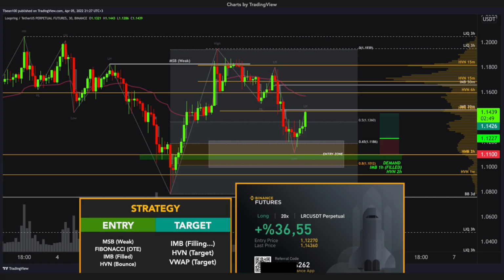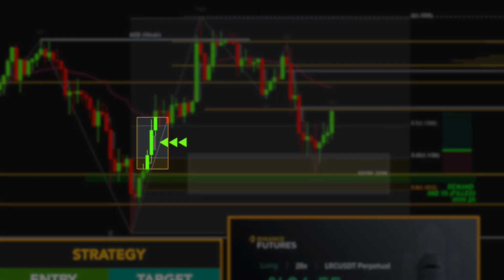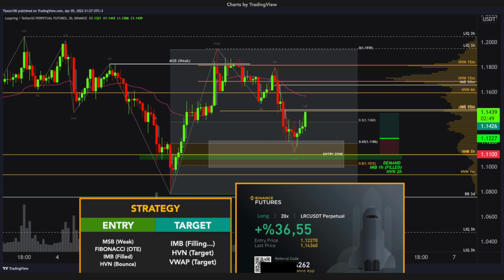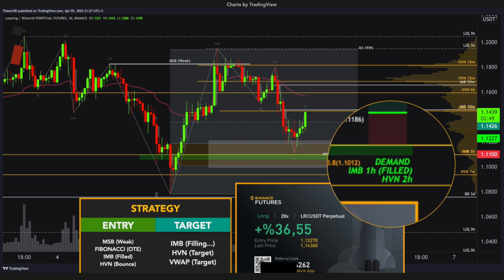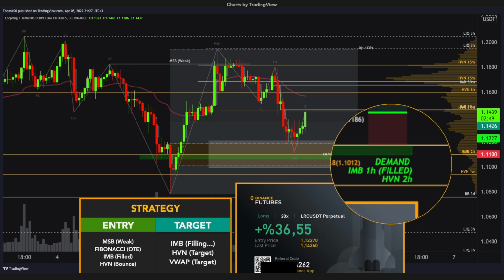Let's see a real trade that I took. What you are looking at is a 30-minute time frame. As you can see the imbalance right here. I also made a high time frame analysis with 1 hour and 2 hours time frames and found other imbalances. And took a note of a demand area. My trading idea was very simple.